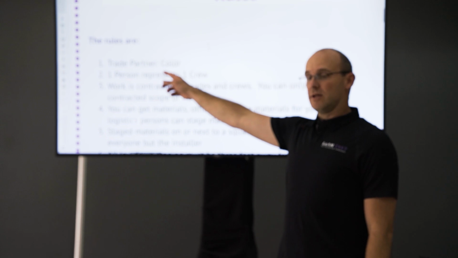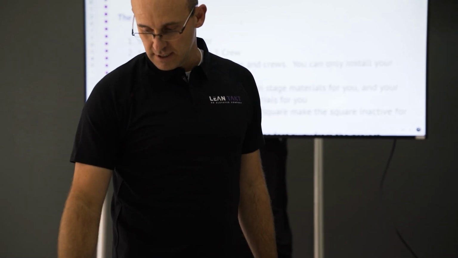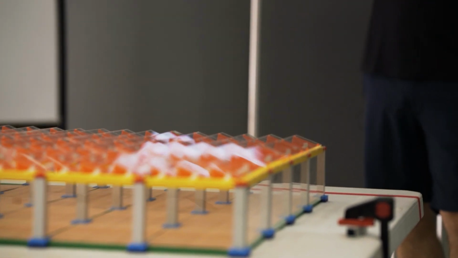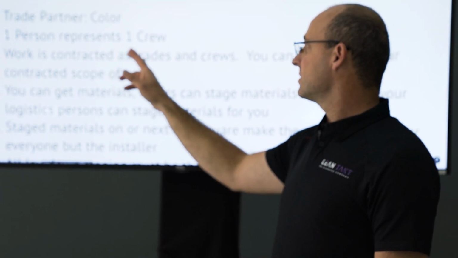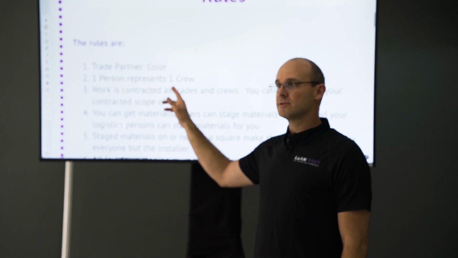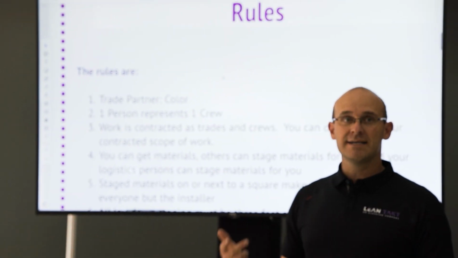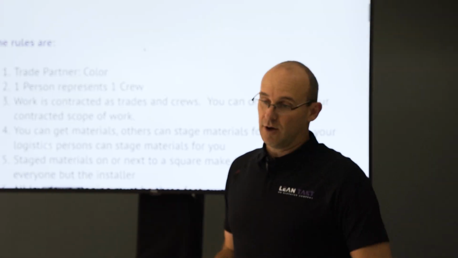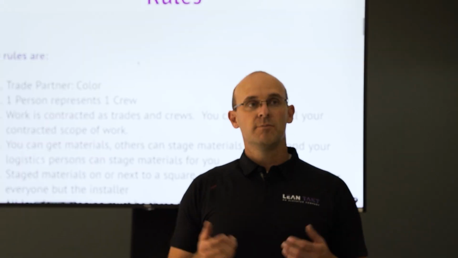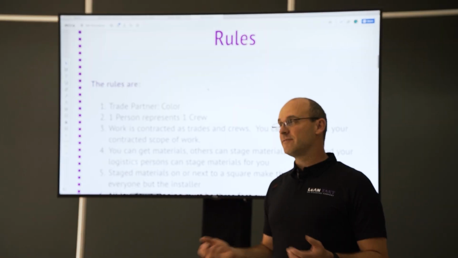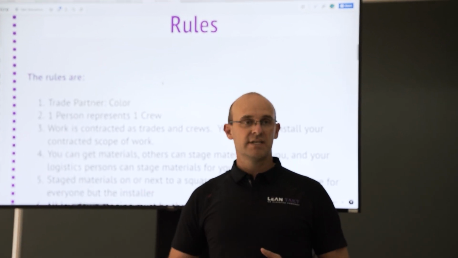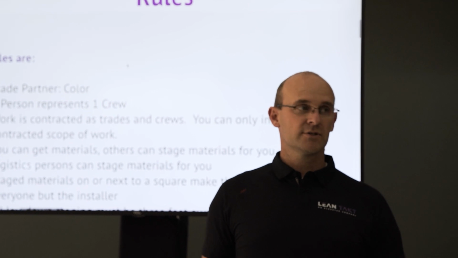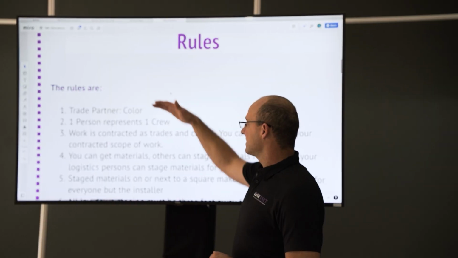Now, I want to go over the rules here. There's 1 trade partner per color. That means if I am installing the orange, that is a single trade partner. I can't have another trade partner go in and install that. But 1 person represents 1 crew. You can have multiple crews for a trade partner, max limit 2, meaning you can't say, I want 4 crews for the color orange. Maximum you can have 1 or 2. I would default mostly to having 1 unless you have a need for it. We have 11 people, so you'll have 10 people playing the game as builders and 1 person who's your logistics human being. So that's how this is done.